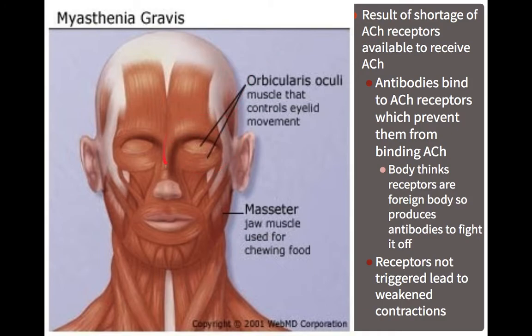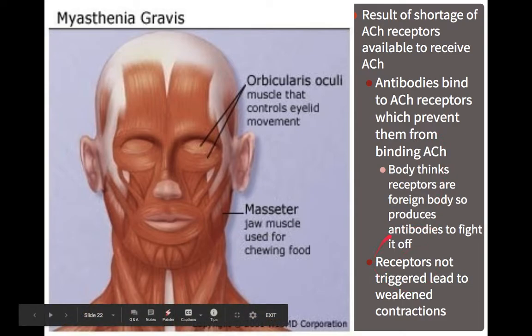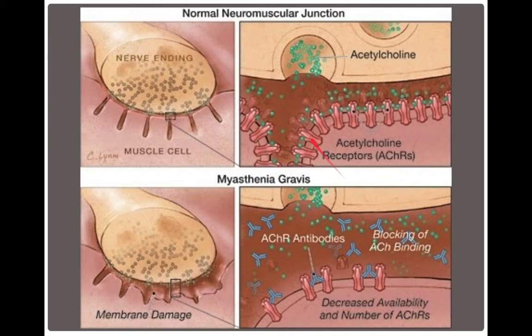So why does this happen? Why are you losing control of your eye muscles, your jaw muscles? It's because you're going to have fewer acetylcholine receptors that are available on your muscle fibers. And the reason why is because antibodies from your white blood cells will bind to the acetylcholine receptors because your body thinks that those receptors are foreign invaders. So it produces antibodies to try to fight them off, but what you're really doing is you're destroying receptor proteins in your muscles that are supposed to be there, that are supposed to bind acetylcholine. So because the receptors are not triggered, that leads to weakened muscle contraction.